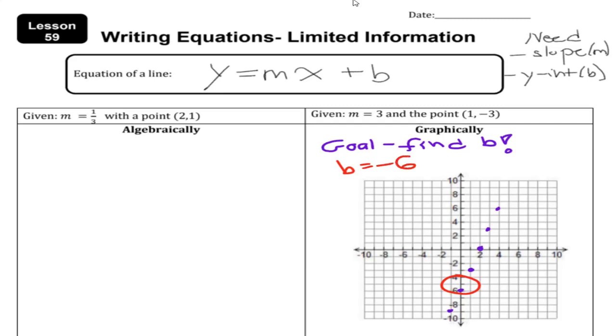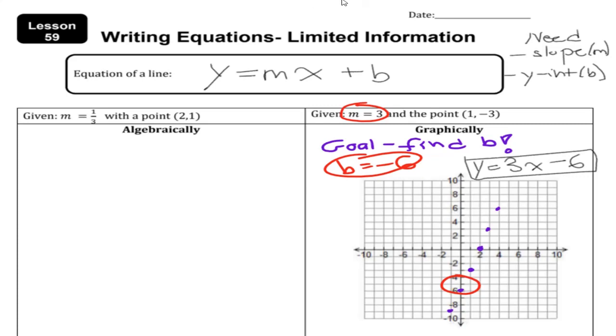Now I can put all the pieces together. I can put my slope together and my y-intercept together. And so my final equation will say y equals 3x minus 6. And there's my equation of that line.